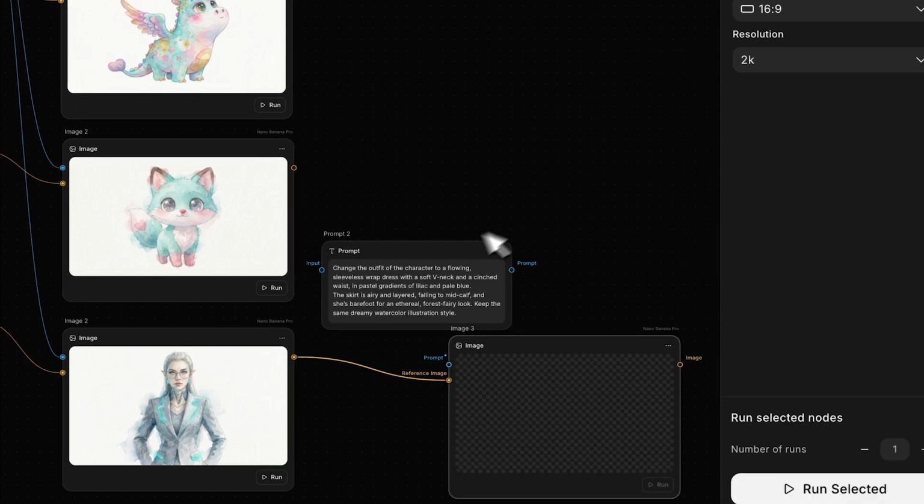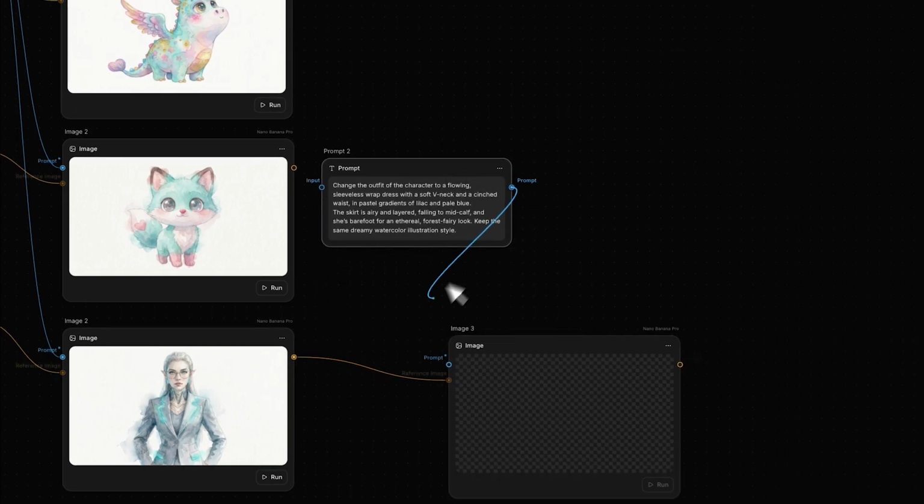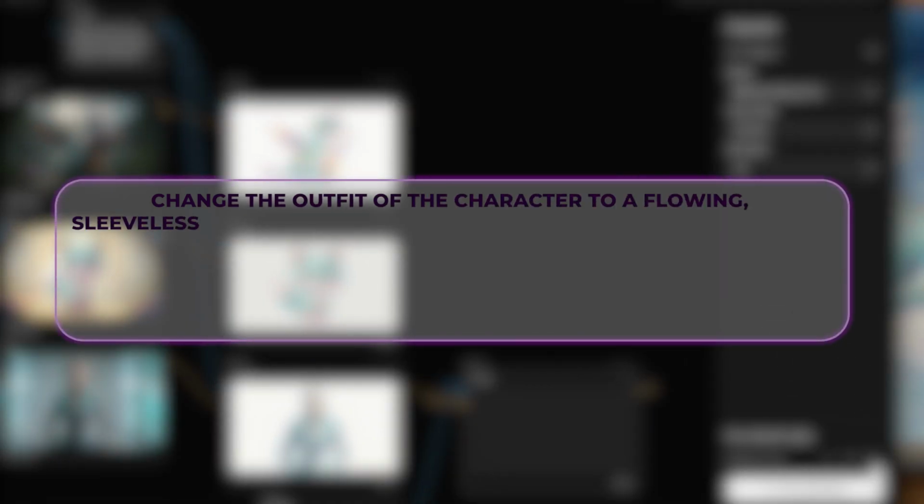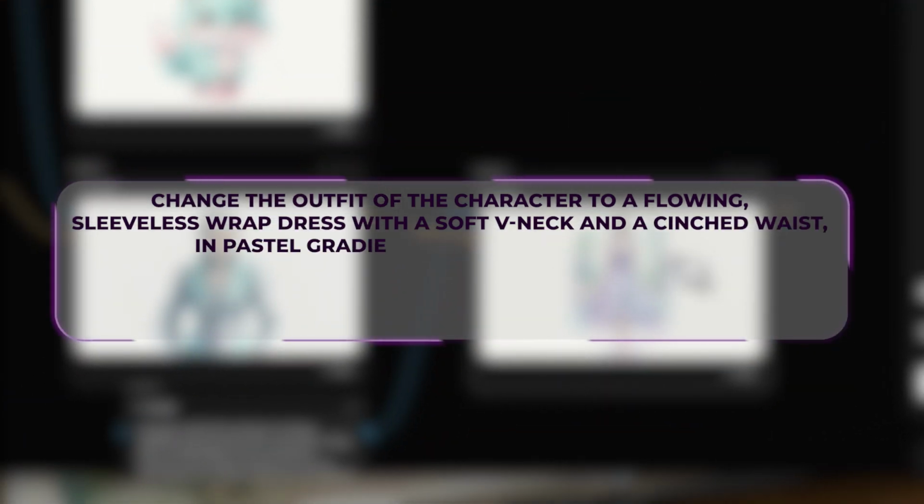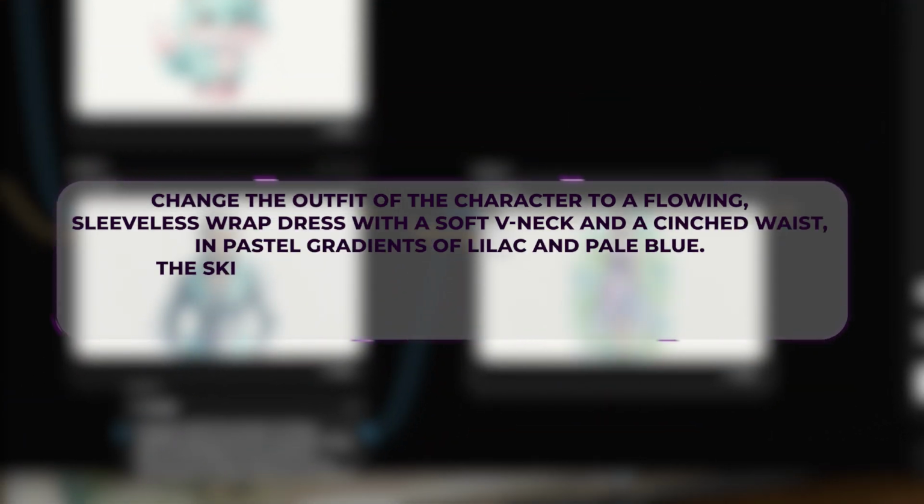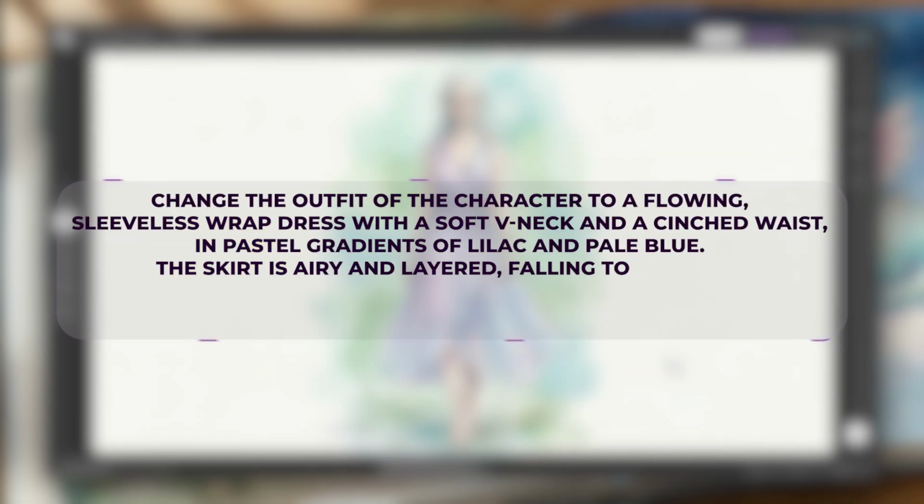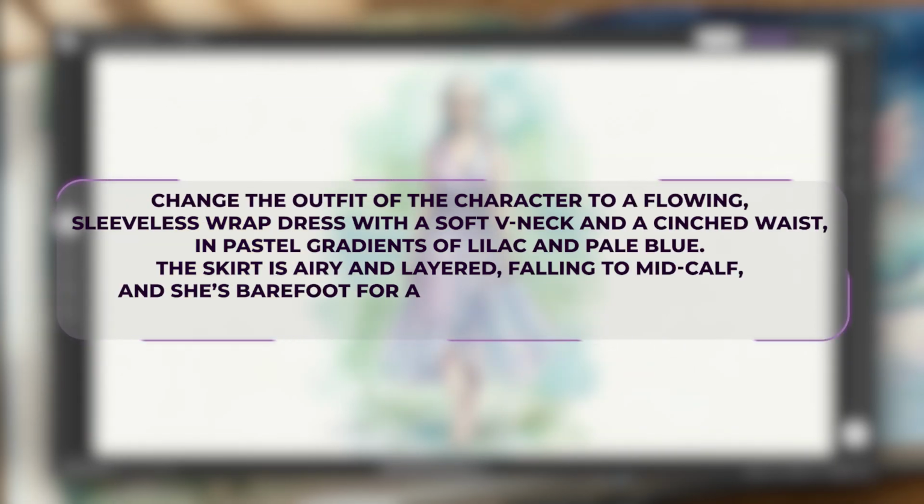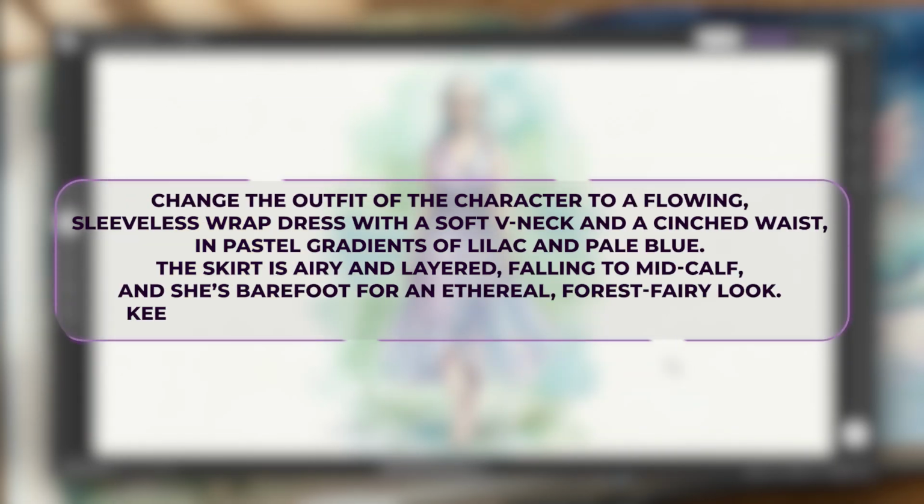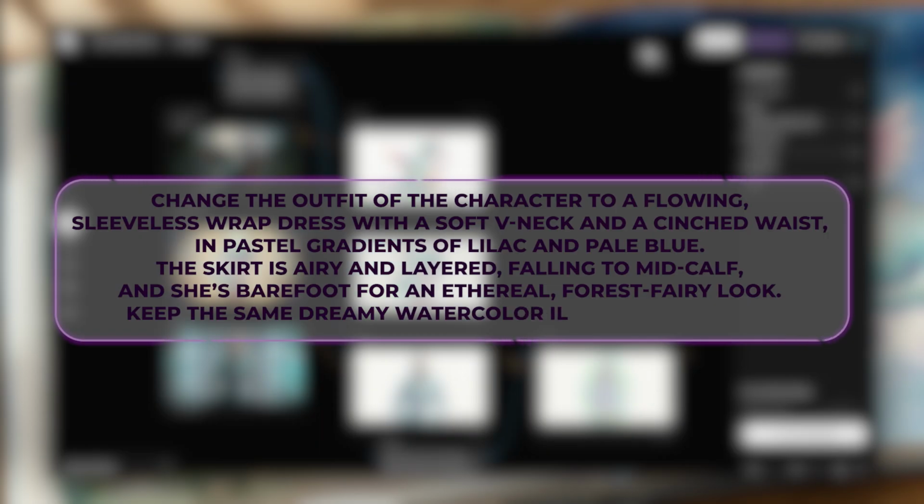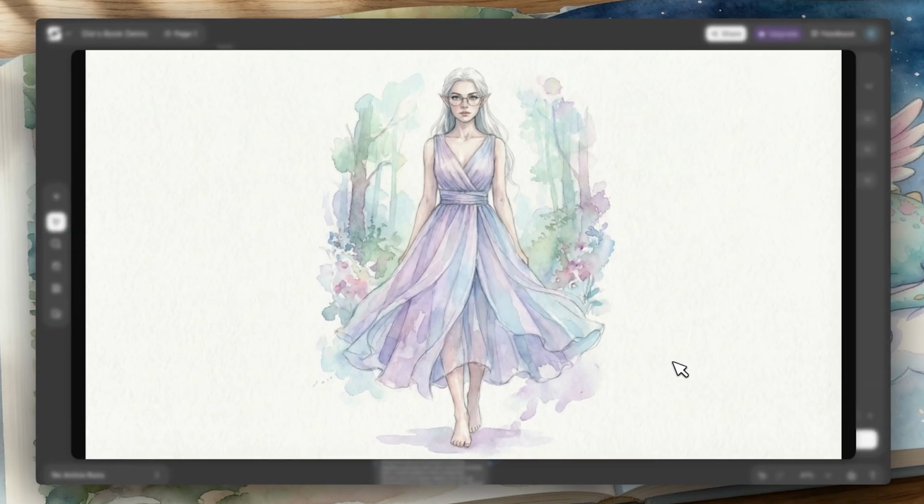I need to redesign my wardrobe without losing who I am. I add a new prompt node: change the outfit of the character to a flowing, sleeveless wrap dress with a soft V-neck and a cinched waist in pastel gradients of lilac and pale blue. The skirt is airy and layered, falling to mid-calf, and she's barefoot for an ethereal forest fairy look. Keep the same dreamy watercolor illustration style. And there you go.